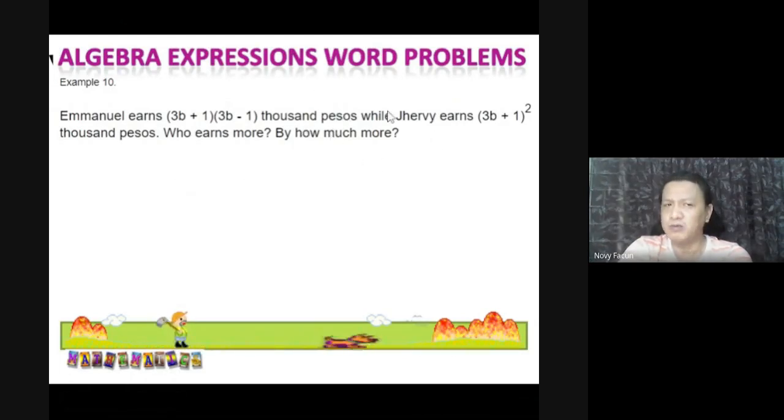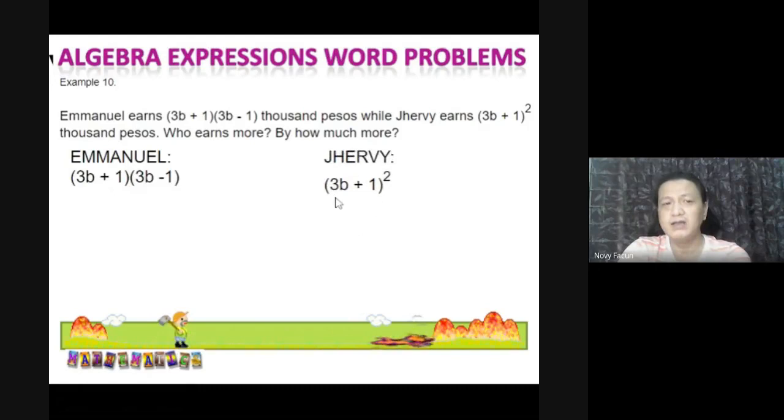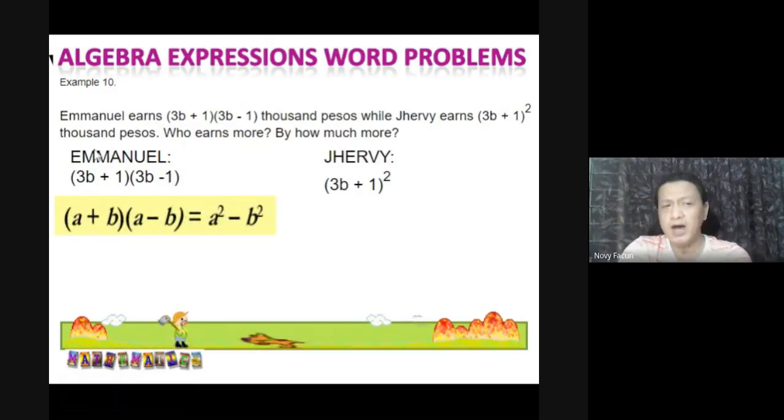By how much more? Okay, so you have to analyze what solution you are going to apply to solve this problem. First, you're going to write the given. For Emmanuel, 3b plus 1 times 3b minus 1, while Jervy, 3b plus 1 squared. And then, first we're going to solve for Emmanuel's earnings. So you have to apply the special product.